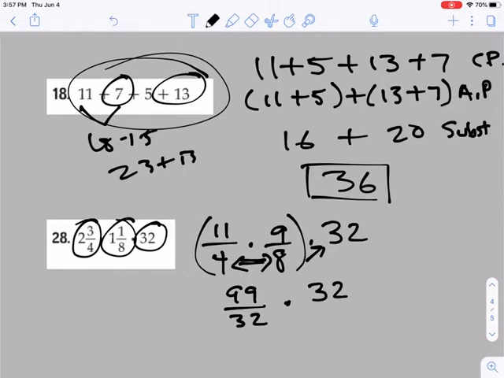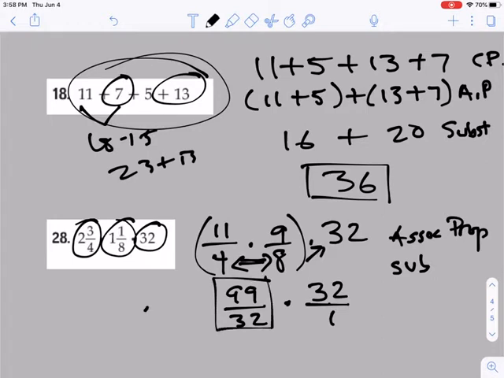All right, so here we just use the associative property, right? And then we use substitution to get it to 99 over 32. And then if you look at this 32, and we'll call that 32 over 1, let's think about splitting this almost mentally as 99 times 1 over 32, right? And then you've got that 32 over 1.